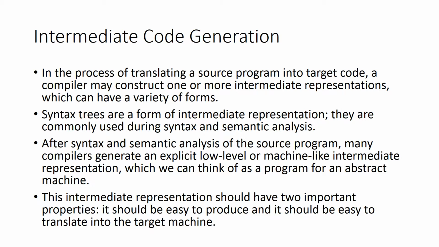Intermediate code generation. In the process of translating a source program into target code, a compiler may construct one or more intermediate representations, which can have a variety of forms. Syntax trees are a form of intermediate representation. They are commonly used during syntax and semantic analysis. After syntax and semantic analysis of a source program, many compilers generate an explicit low-level or machine-like intermediate representation, which we can think of as a program for an abstract machine. This intermediate representation should have two important properties: it should be easy to produce and should be easy to translate into the target.